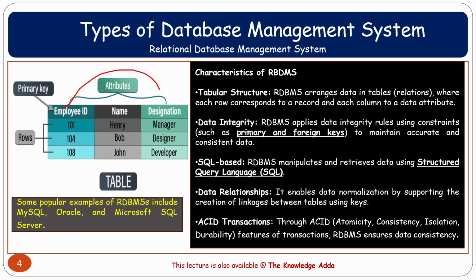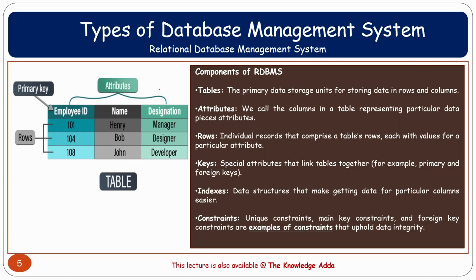And now, data relationships. As we know, by providing primary key and foreign key, we can create relationships. And a relational database management system has the ACID transaction properties, that is atomicity, consistency, isolation, and durability. These are features of a transaction, and a relational database management system always ensures data consistency.